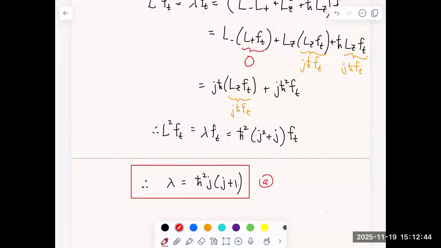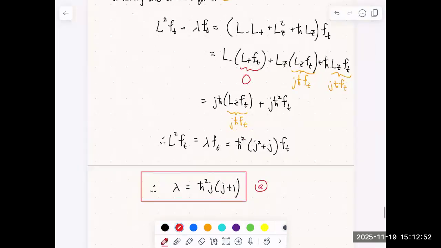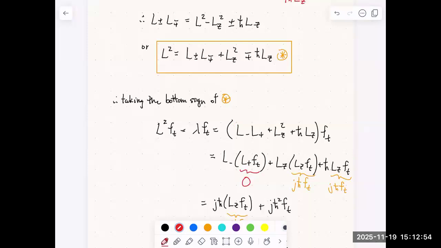Let me tell you what we're going to do next time. We're going to repeat this thing. In fact, you should really do this on your own and work it out yourself before we do it on Monday. What we're going to do is take L squared and act on the bottom state of our ladder, where there's a minimum of the Z component of the angular momentum. L squared on that eigenstate is still going to give us lambda.